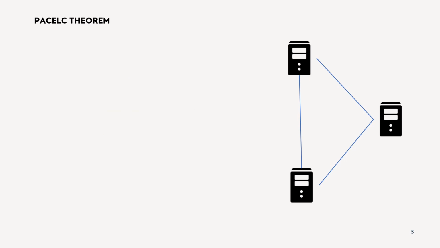CAP theorem talked about whenever there's a partition happening in the system. At that time, CAP theorem is applicable. But suppose there's no partition, nothing is broken in the communication link, and servers and everything is running smoothly. At that time, whenever there is no partition, there are two properties which you have to choose between: latency or consistency. Let's understand it by an example.